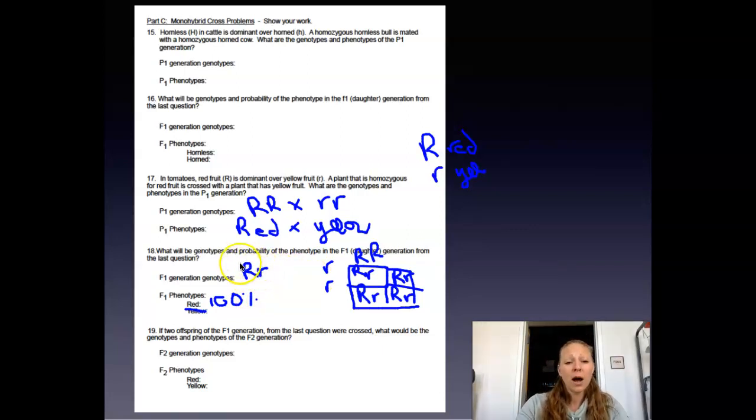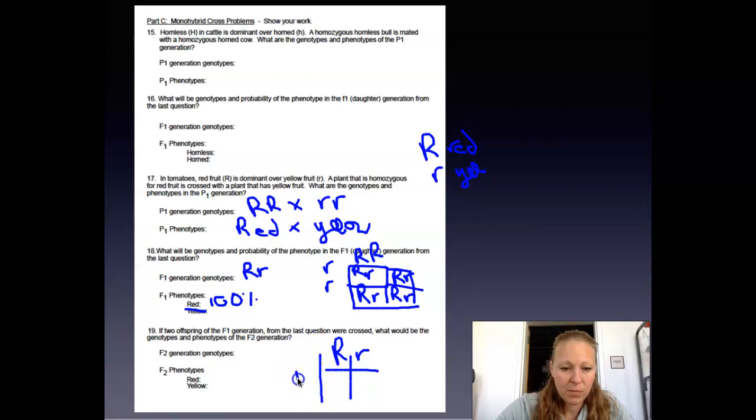Now, if we took 2 of these tomato plants and crossed them, so if we make another Punnett square, big R, little r, we're going to make this, big R, little r. Then we have big R, big R, big R, little r, big R, little r, little r, little r. This is our F2 generation.